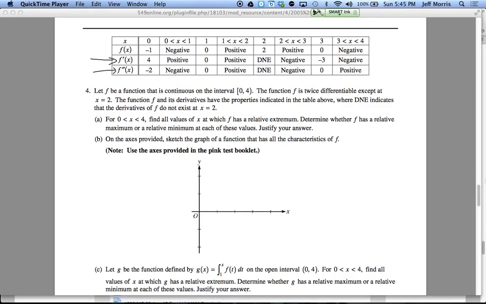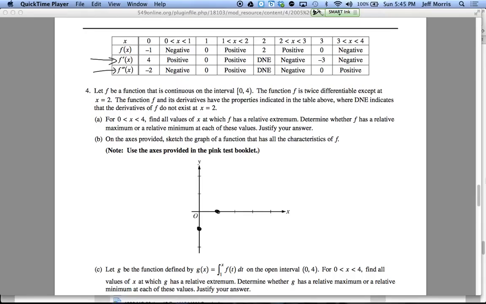On the axes provided, sketch the graph of the function that has all the characteristics. You know the first thing that I would do sketching that graph? What's the very first thing I should do? Put all the points. Put all your position points. F of 0 equals what? Put that as a point. F of 1 equals what? 0.